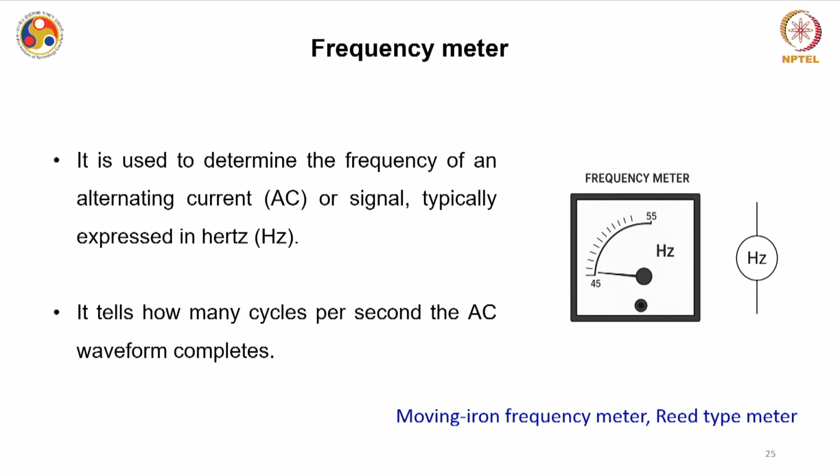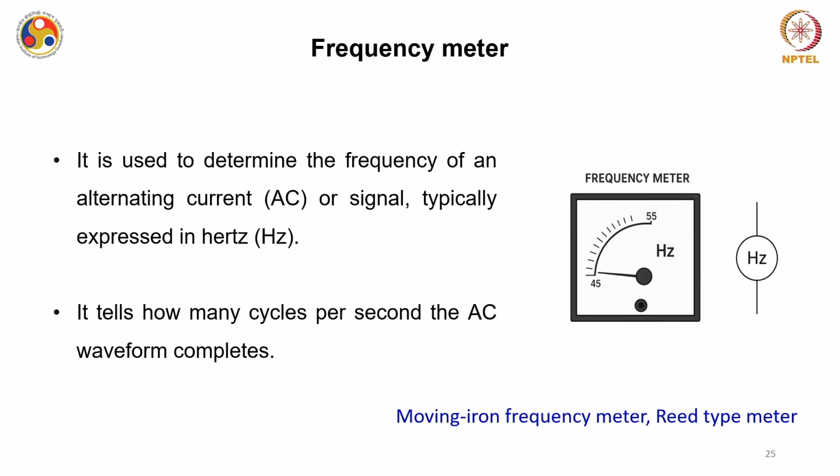In this course, we will also talk about frequency meters. It is used to determine the frequency of an AC signal, typically expressed in hertz, and it tells how many cycles per second the AC waveform has completed. We will discuss a moving iron frequency meter, or if the time permits, we will also talk about reed type meters.